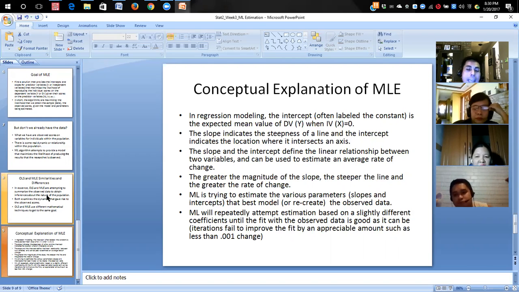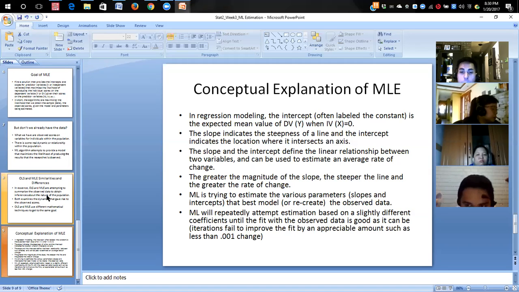What that literally means is that there's an algorithm in maximum likelihood estimation, as I've mentioned. Unless the change is greater than 0.001, it will keep on finding another solution. So when the fit to the observed data is as good as it can be, it means that the iterations fail to improve the fit by an appreciable amount, such as less than 0.001 change. And I'll show this again to you on SPSS.